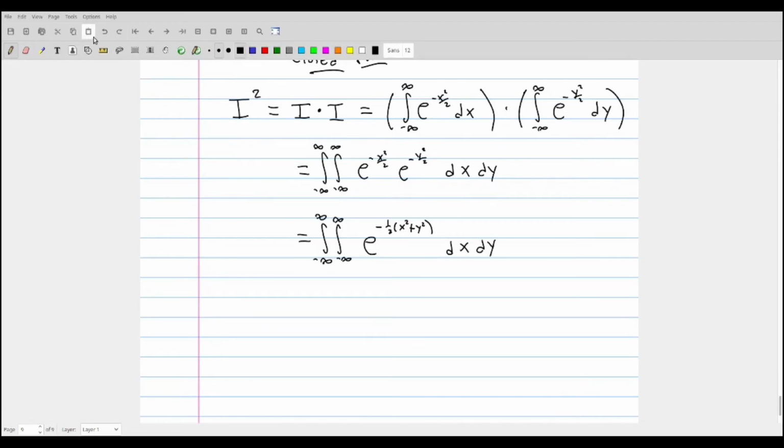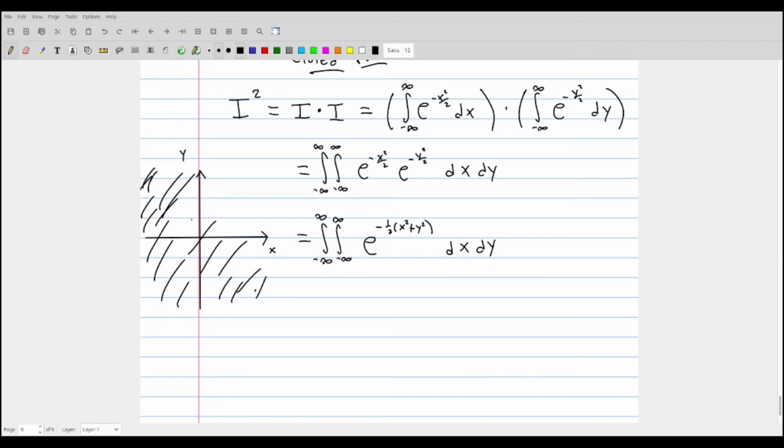And we also want to remember that this integral, these bounds mean negative infinity to positive infinity in x, and negative infinity to positive infinity in y. These bounds are describing the entire real plane. So all of this is every single point in the two-dimensional real plane.